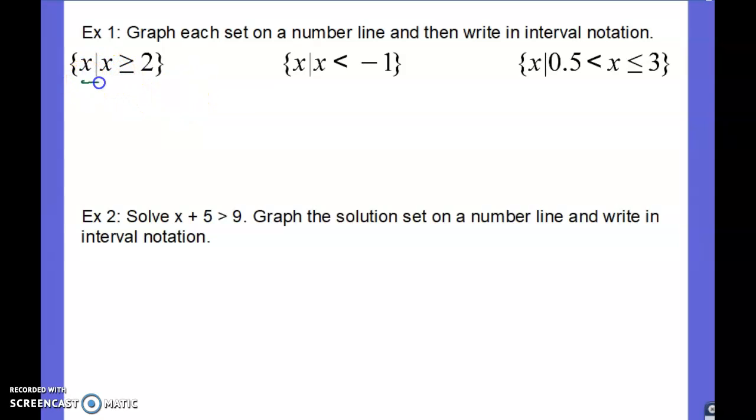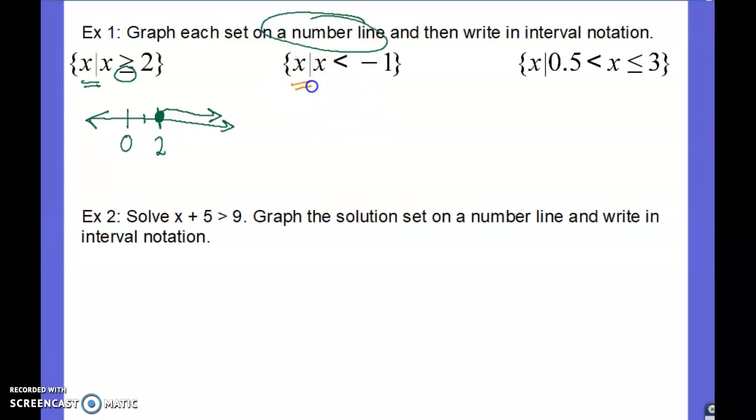You can sort of ignore this x bar, but it's saying all values of x satisfying that x is bigger than or equal to 2. So on the number line, I like to see 0 somewhere on your page, and then positive 2 is to the right of that. I am filling it in because of the bar underneath. We want to include that, and values bigger than 2 are to the right of x equals 2. That's it. That's all I need to see.